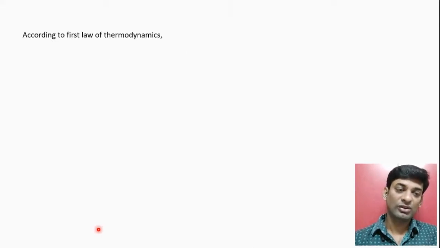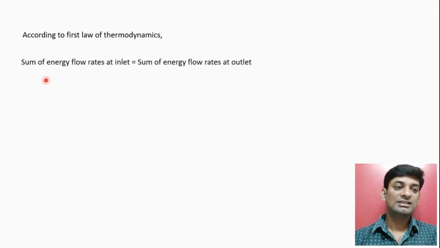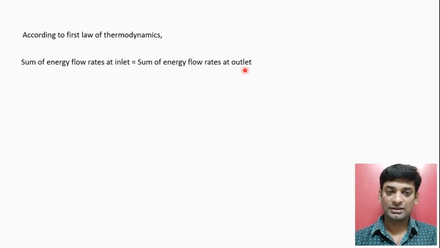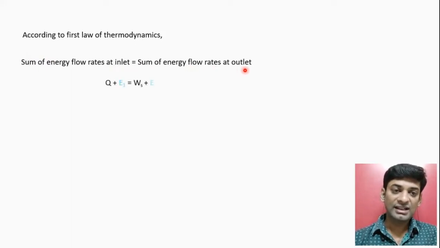According to the first law of thermodynamics, we know very well, the sum of energy flow rates at inlet is equal to the sum of energy flow rates at outlet. In the previous slide, I discussed the four energies involved. That is E1, energies at inlet, and E2, energies at outlet. In addition to that, for all thermodynamic processes, you have to consider two more parameters. That is Q. Q is nothing but heat supplied at inlet section.